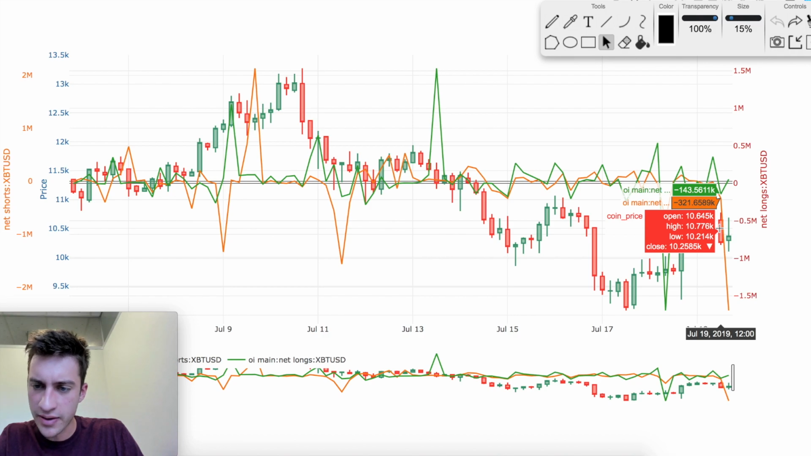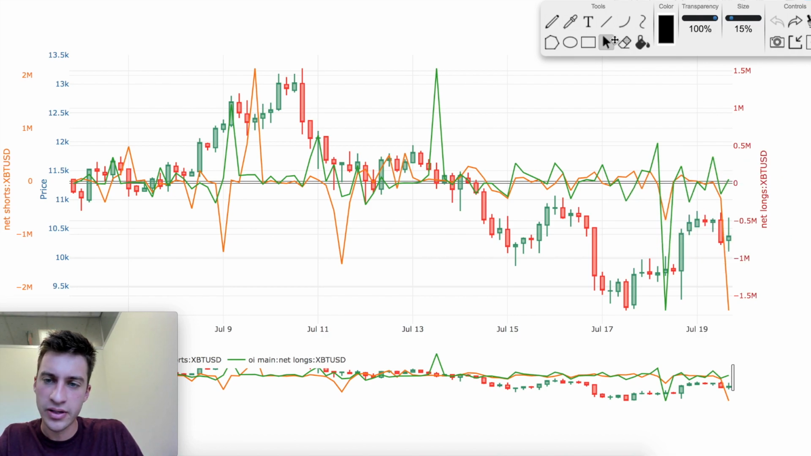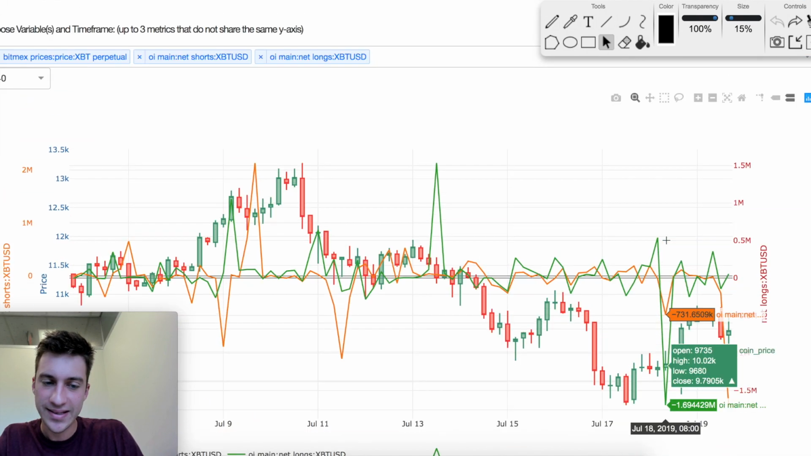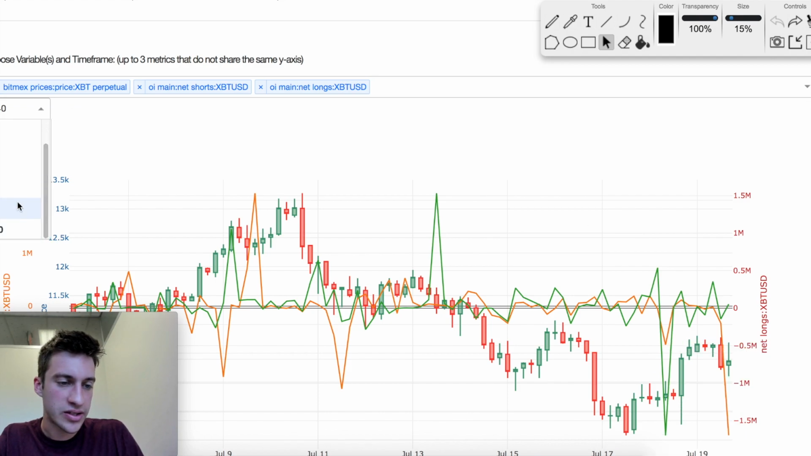10,776, so 10,770. So about, what is that, 1,000? Yeah, so almost like actually a little bit over $1,000 price jump after all of those longs had exited. And we can also look at this on the 60-minute.